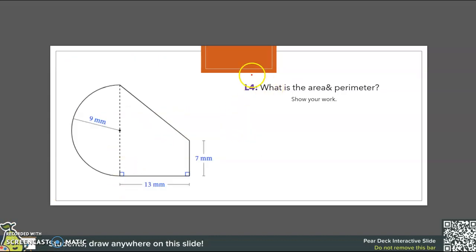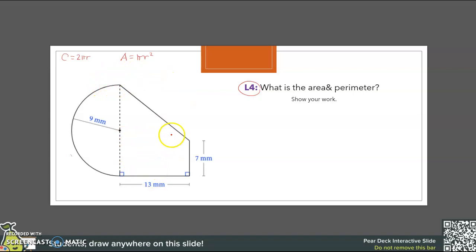To get a 4 on this asynchronous activity, try this problem on your own. I'm going to give you some hints. The circumference of a circle, or the perimeter of a circle, is c equals 2 pi r. Since this is a half circle, what would you have to do? The area of a circle is pi r squared. Again, since this is a half circle, what would you have to do?